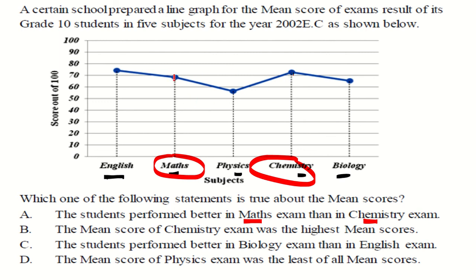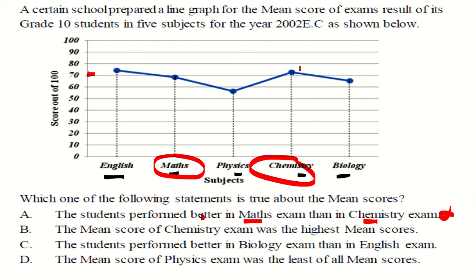The math, as you see the point, is below the 70 line. This line is 70. A little bit below the 70 line. But the chemistry is above the 70 line. So which one is better, the math or the chemistry? Obviously the chemistry. But the choice says the students performed better in math. Wrong.